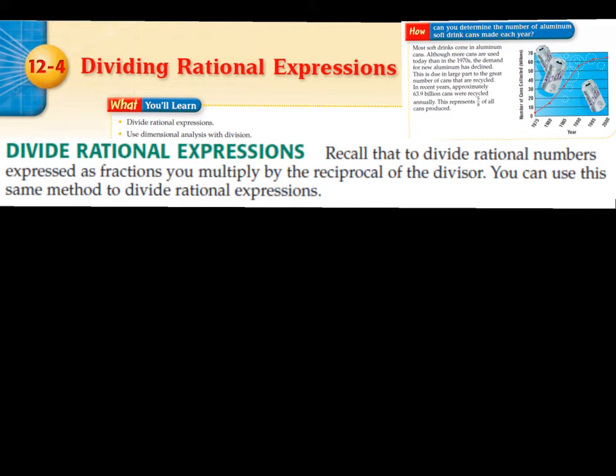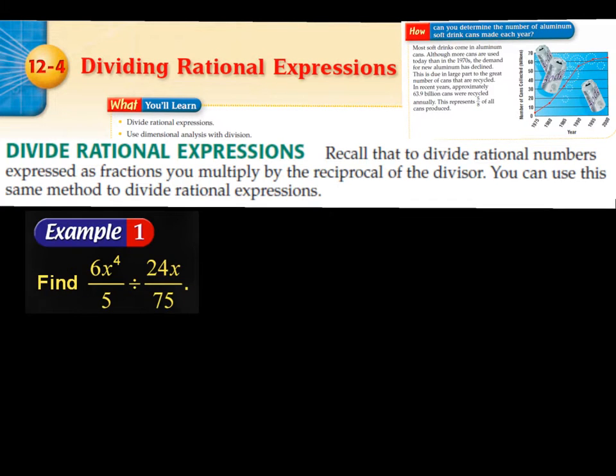Recall that to divide rational numbers expressed as fractions, you multiply by the reciprocal of the divisor. You can use this same method to divide rational expressions. So that means we're going to change this to 6x to the 4th over 5 times the reciprocal, the second number.